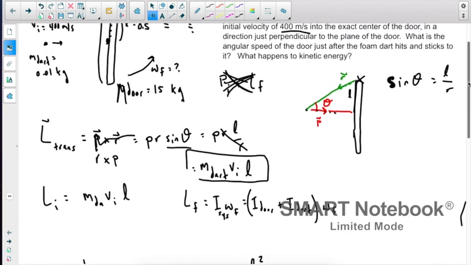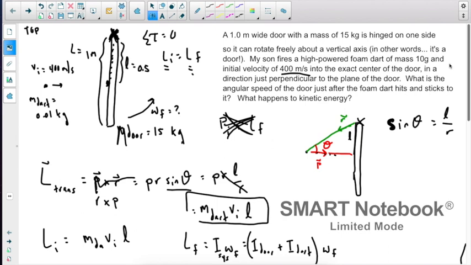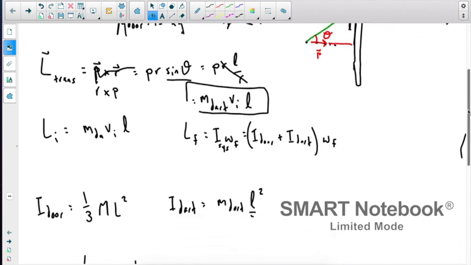So once again, the main idea here is that angular momentum is conserved. And it doesn't matter that the dart has translational angular momentum at the beginning and the whole system has rotational angular momentum at the end. Angular momentum is angular momentum, so I can make this equal. I know angular momentum is conserved because there's no net external forces acting at all.